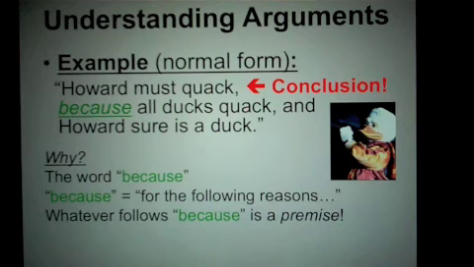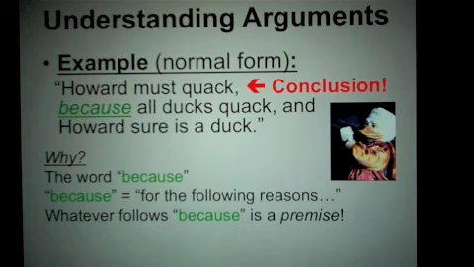The first sentence there is the conclusion. Howard must quack is our conclusion. And I think the best way to figure out why that is the conclusion is to look at some of the surrounding words in our argument. This argument obviously has 3 particular sentences. There's the Howard must quack sentence, there's the all ducks quack sentence, and then there's the Howard sure is a duck sentence. It seems to me, though, that the author clearly wants that first sentence, Howard must quack, to be the conclusion, because of that word, because.